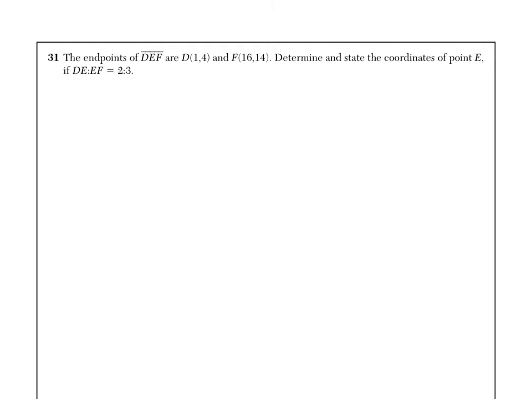Yeah, this is our last problem. All right, the endpoints DEF, D is 1, 4, F is 16, 14. State the ratio that puts E where the ratio is 2 to 3. Now, you might remember this, but what we have to do is actually graph this. All right, so come with me. We're going to go over to the graphing part, and we're going to graph this out, and I'll show you how to do it. Okay, so come on over.